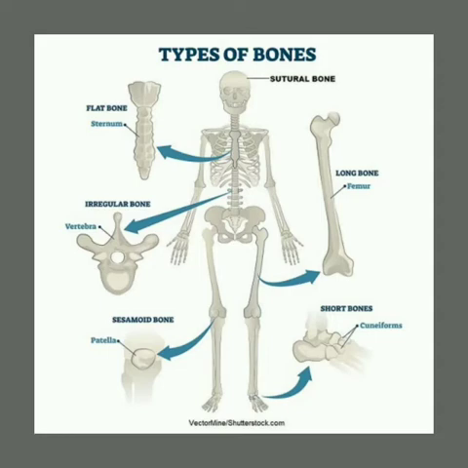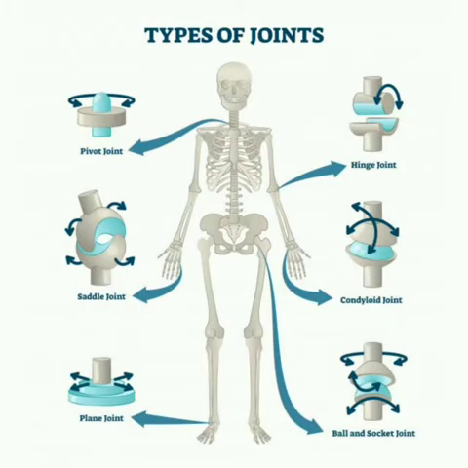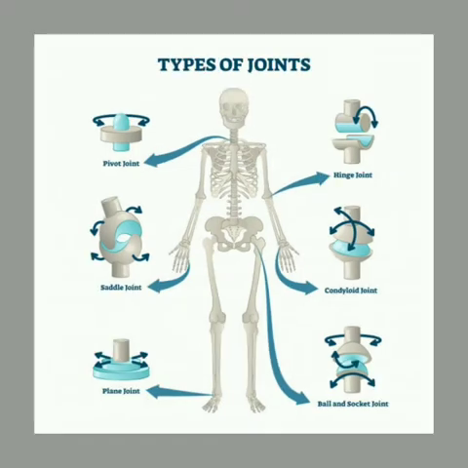We already studied the role of the skeleton and the parts of the skeleton, right? Today we are going to talk about two small minor topics. One among them is types of bones. Even though we have 206 bones in our body, these bones are classified into 4 different types.